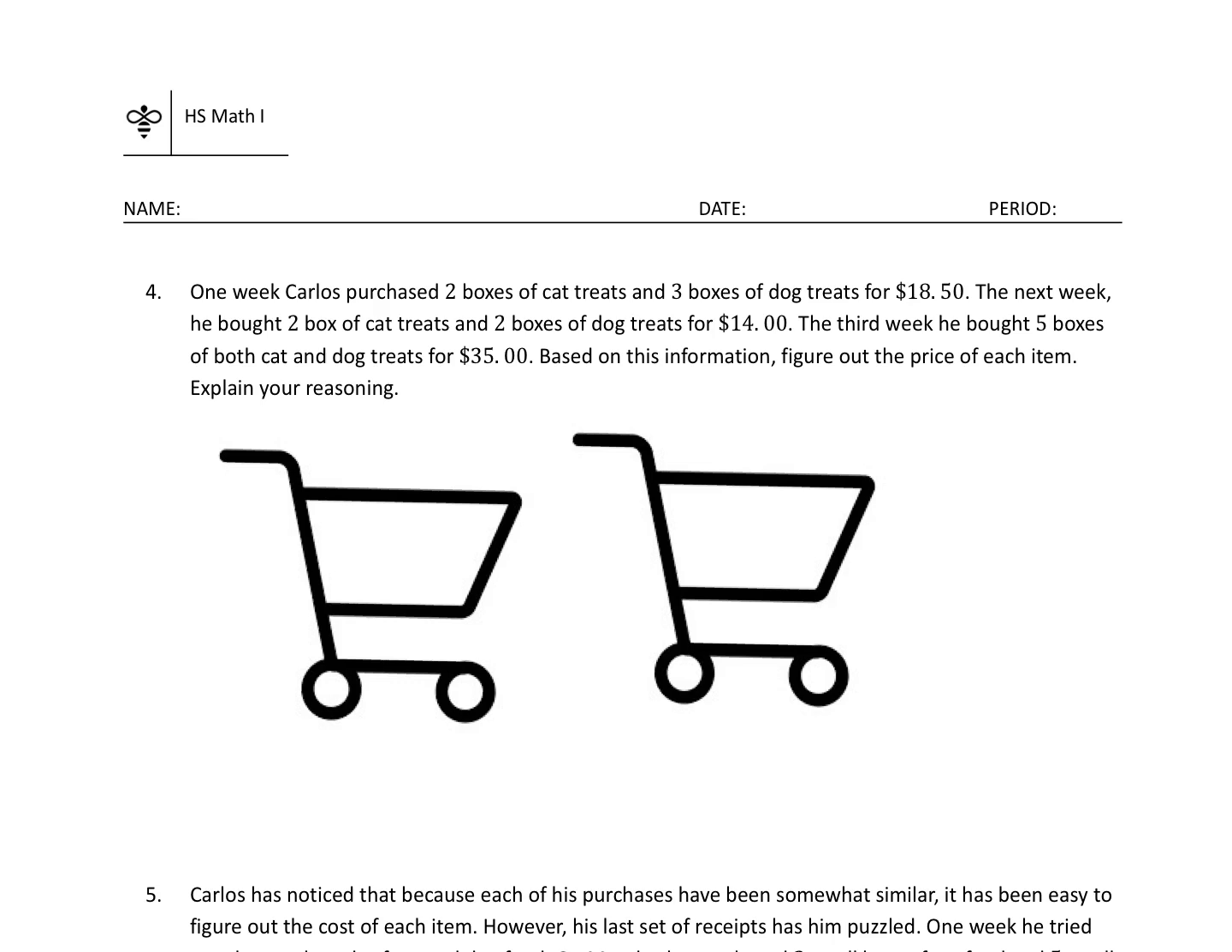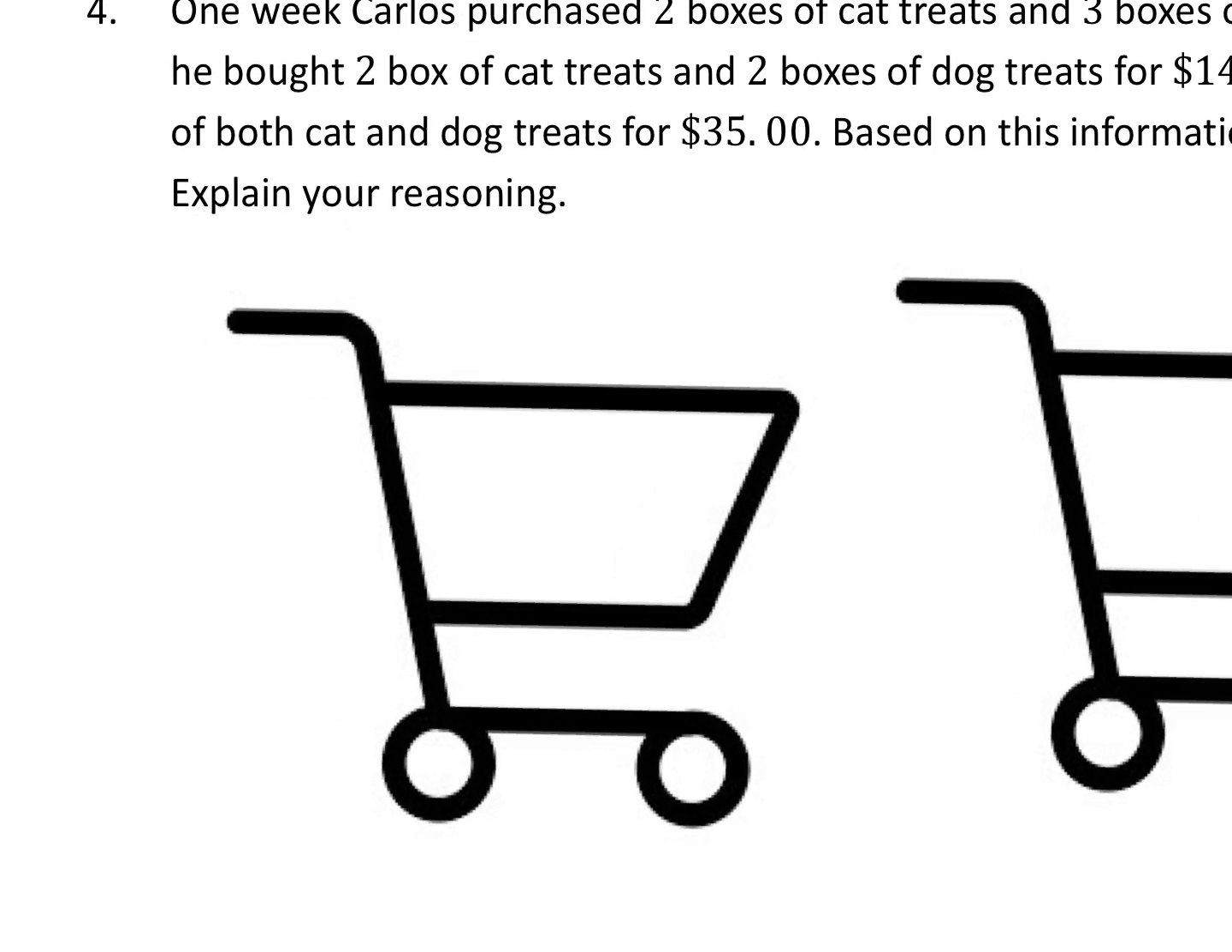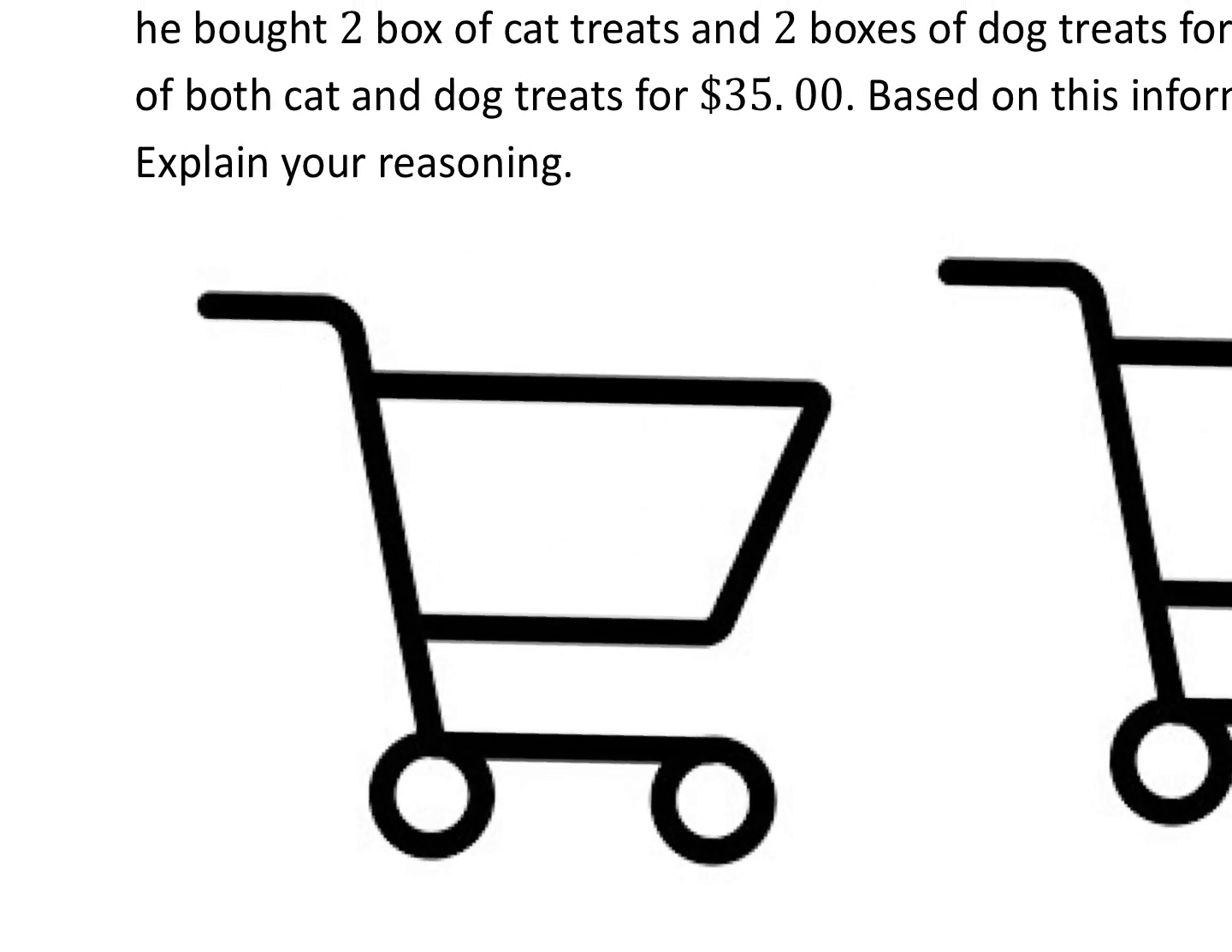So let's just do the first week and the second week, because I really don't think we need this 3rd week right here. Not needed. Okay, so let's just focus on the first and second week. So 2 boxes of cat treats. Just call those C. And then 3 boxes of dog treats. So D, D, D. And he spent $18.50.